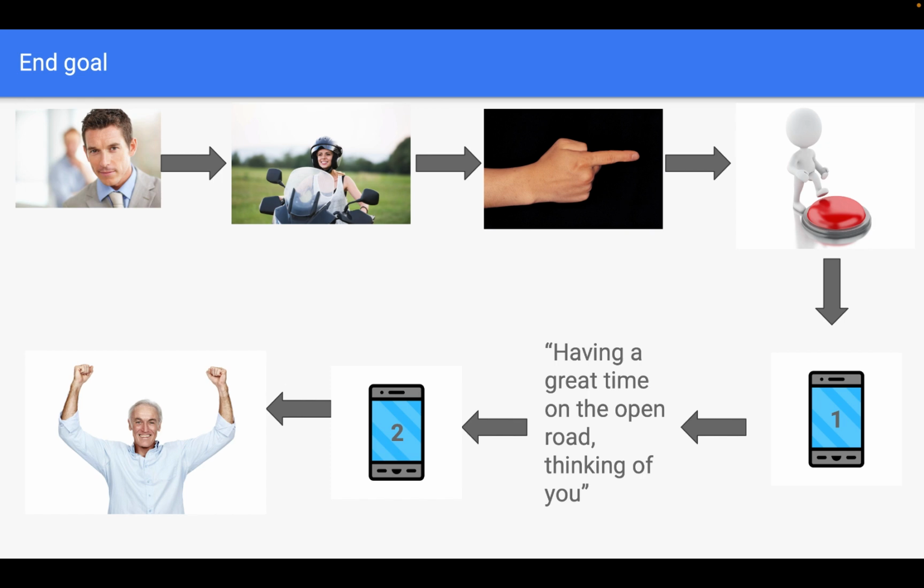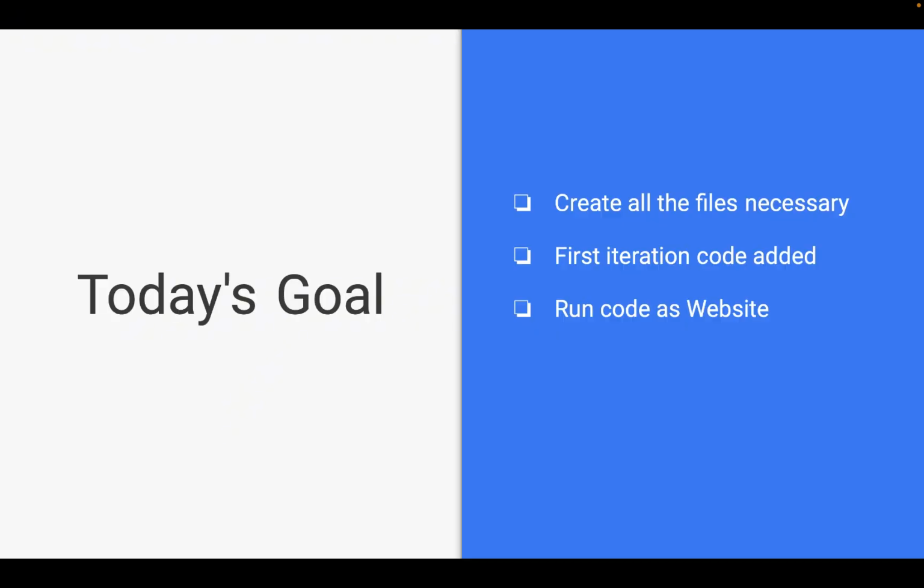So you can see top left is me on my motorcycle, or you with your finger on a physical button on your handlebar, pointing to your phone, causing your app to trigger a notification to a second phone and making someone very happy. Today's goal, we're going to create all the files necessary for your first iteration, and we're actually going to run it locally on your laptop.